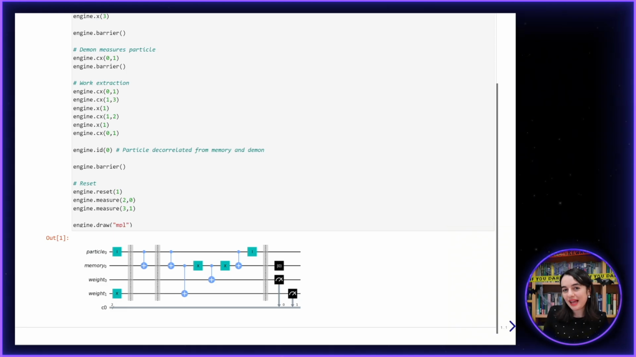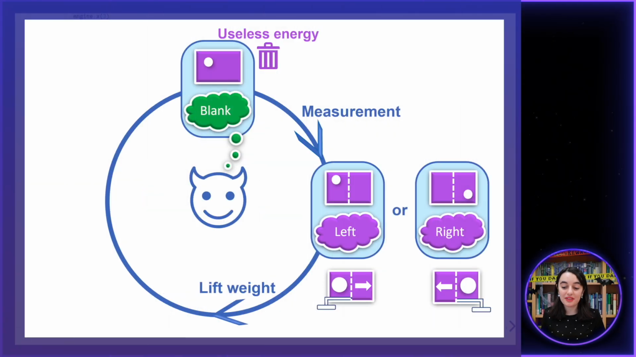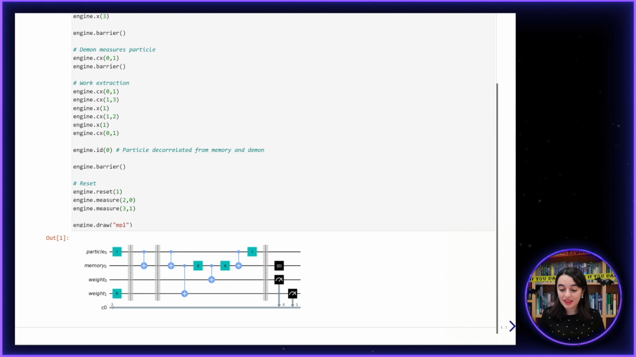So now let's work out what happens in the work extraction step. So if the particle and memory are both 0 or both 1, then that means that the daemon has correctly measured where the particle is and it can apply the weight in the correct direction to lift it. Now with our qubits, lifting the weight is the same as adding an X gate to the first weight qubit, so that overall it goes from the state 0, 1 to the high energy state 1, 1.